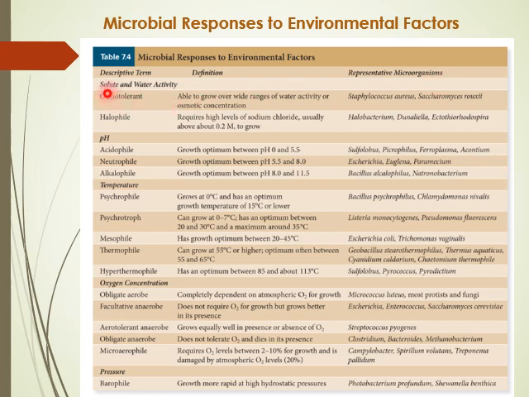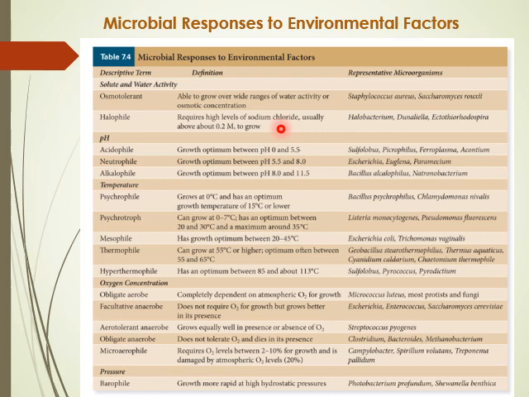So those that respond to solute and water activity: we have the osmotolerant and halophile. Osmotolerant: able to grow over a range of water activity or osmotic concentration. So in here, for example, you put different concentrations of compounds and see if the microbes can survive. The next one is halophile.